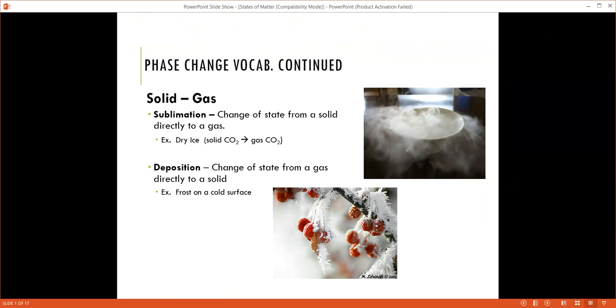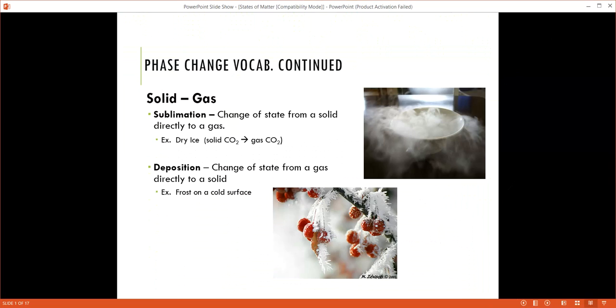So if you look at the picture on the right, that picture shows you sublimation. That shows you solid carbon dioxide going directly to the gas carbon dioxide because of how quickly the temperature is changing. Okay, that's called sublimation. The reverse of sublimation is called deposition, which is where you have a gas that loses energy fast enough to go directly from a gas to a solid.